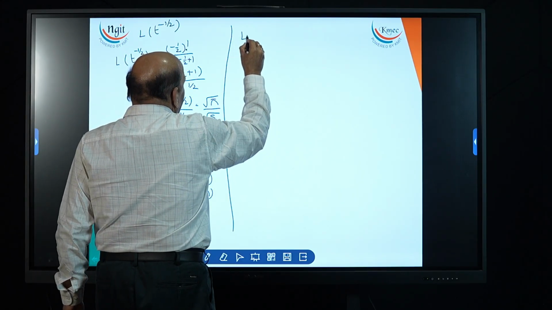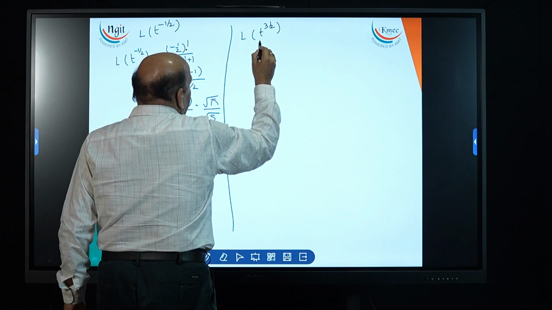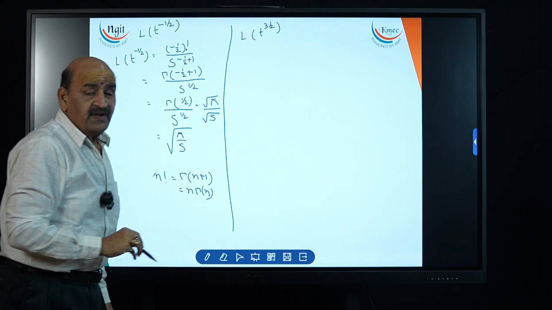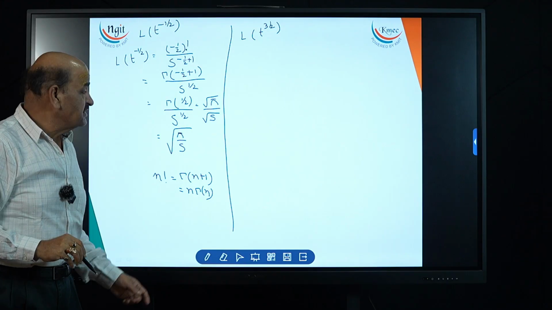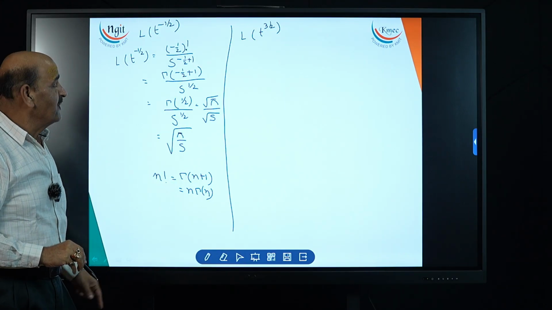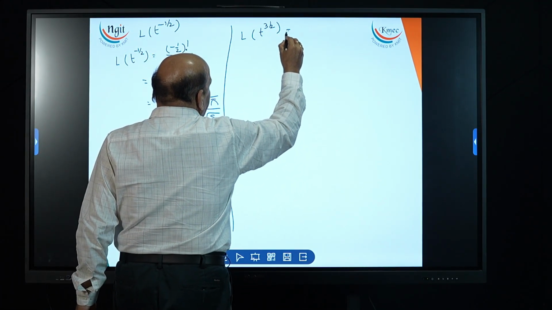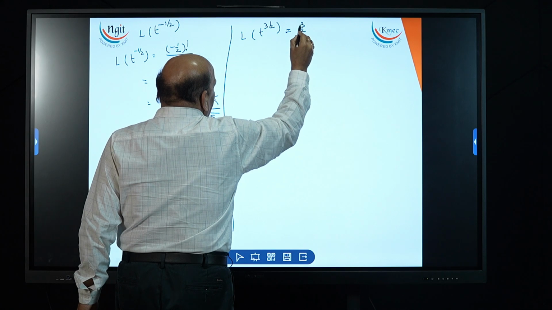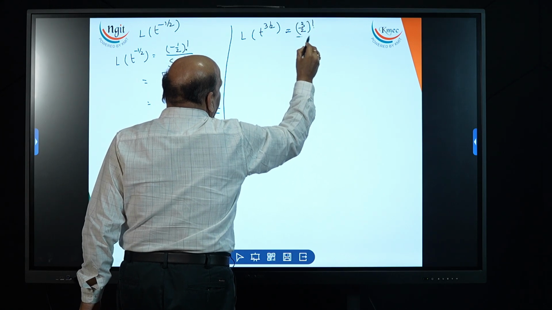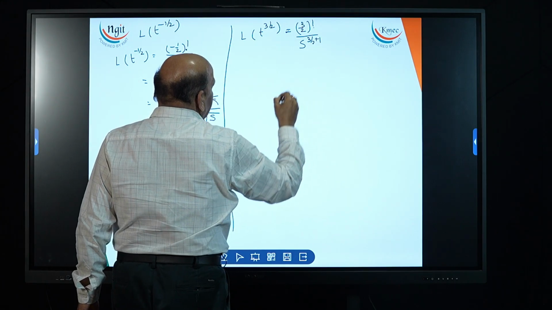What is the Laplace transformation of t power 3 by 2? This is not an integer. Wherever a fraction number is given, we are supposed to use the gamma function. Understanding? Now t power 3 by 2 is equal to 3 by 2 factorial by s power 3 by 2 plus 1.